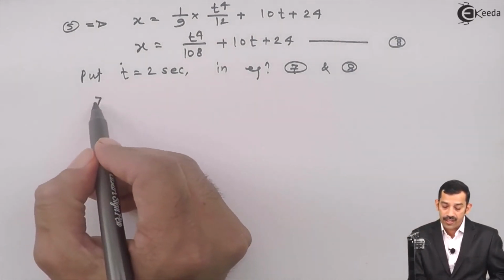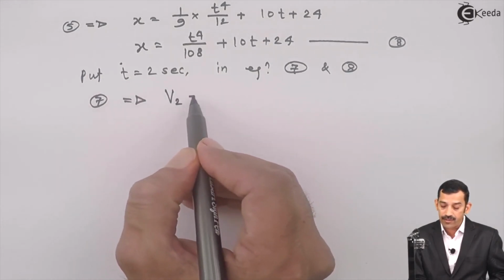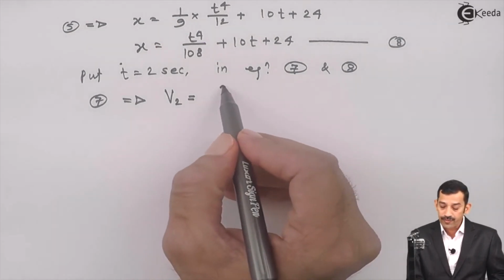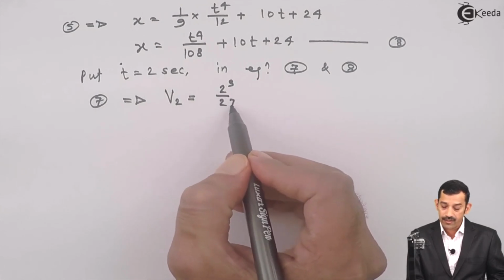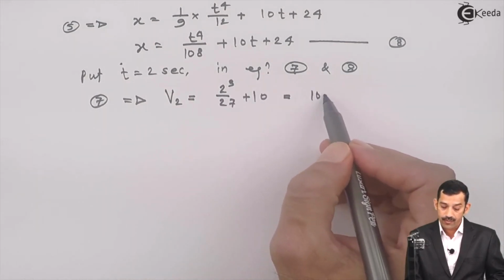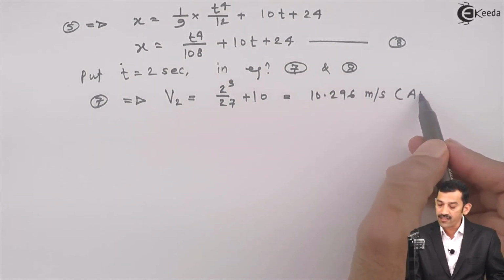Substituting in equation number 7, the velocity V2, which represents the velocity at the time instant 2 seconds, equals 2 cube divided by 27 plus 10. That means the velocity is 10.296 meters per second. This is your answer at 2 seconds.